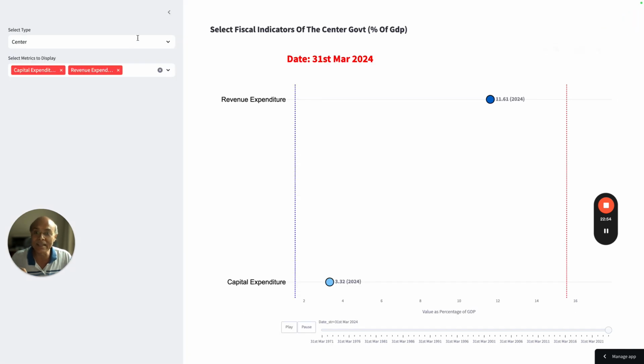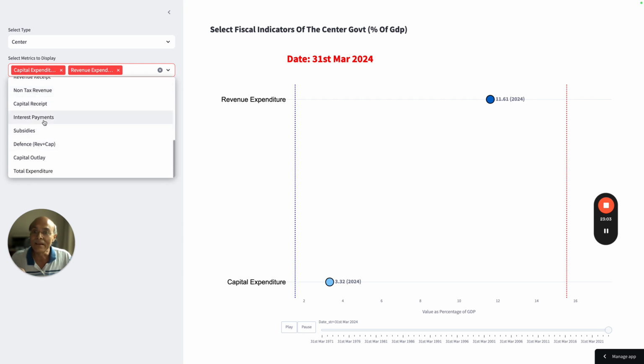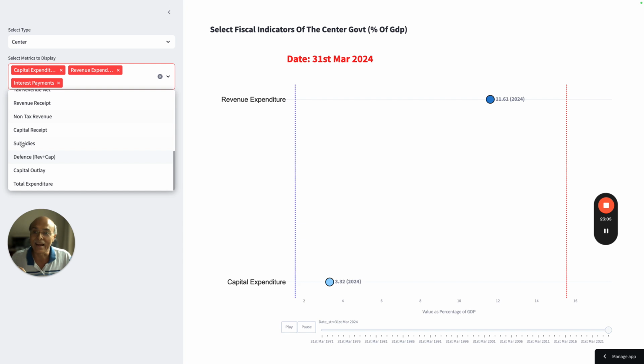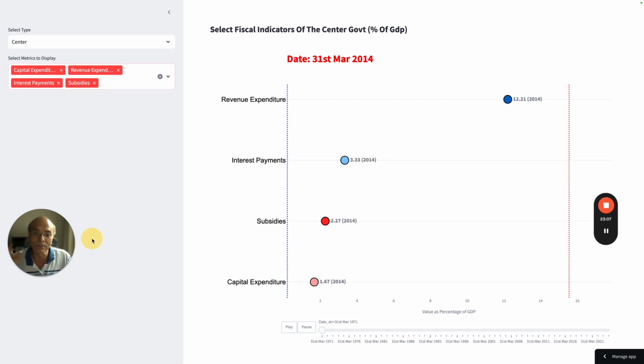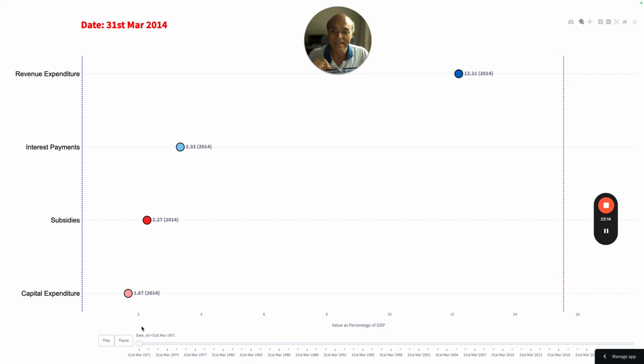What is killing our capital expenditure? If I add one more dimension to this, you will understand where the problem is. The problem is interest payments and maybe subsidies too. So if I put these two things together and blow this up, and let me take my face out from this, and I start running this.